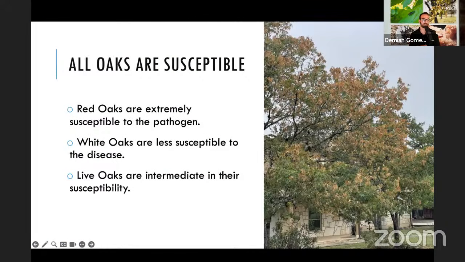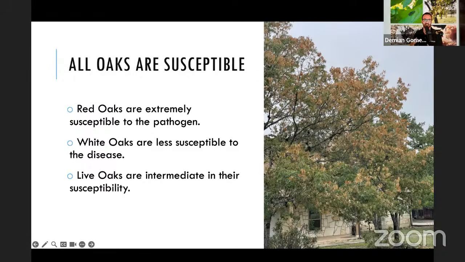So one important thing to consider here is that all oaks are susceptible to oak wilt, right? And we expect to see different susceptibility in different groups of oaks. But basically, red oaks are going to be extremely susceptible to the pathogen, and they actually play a unique role in the disease spread. We're going to be talking more about that when we discuss the disease cycle. But red oaks are extremely susceptible.